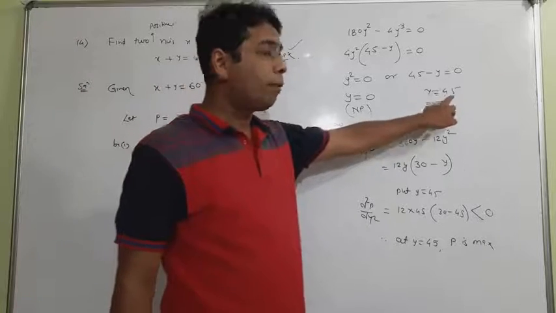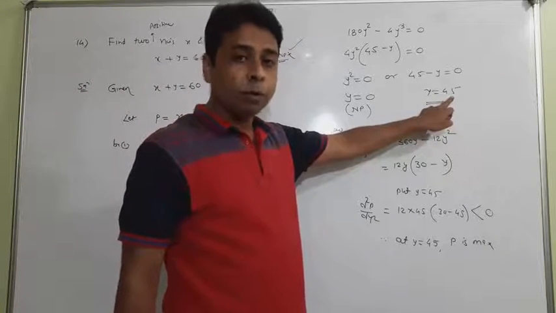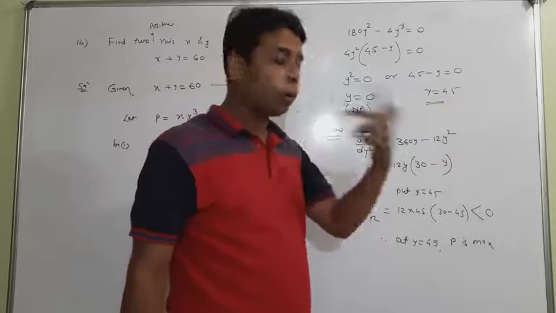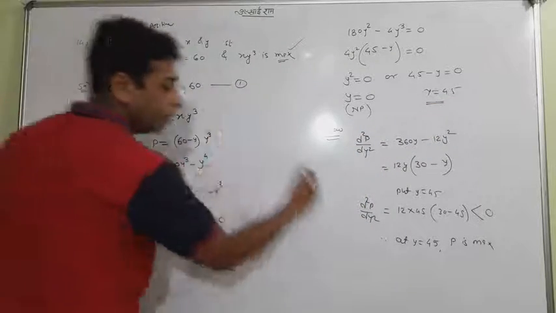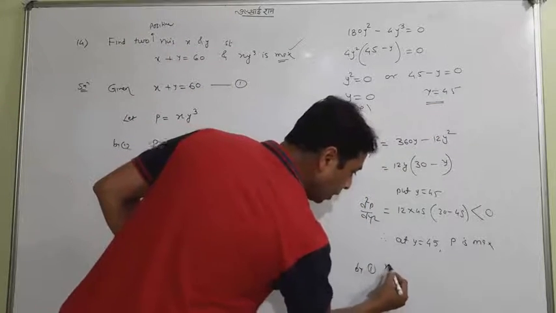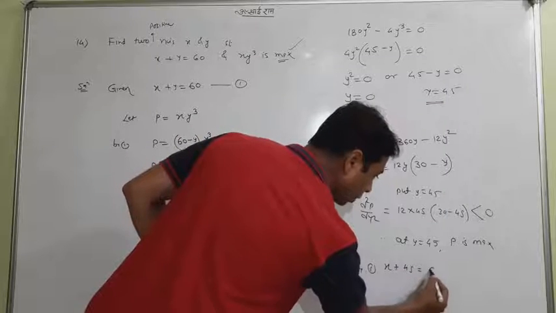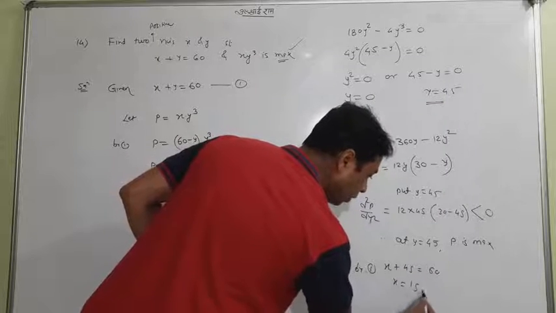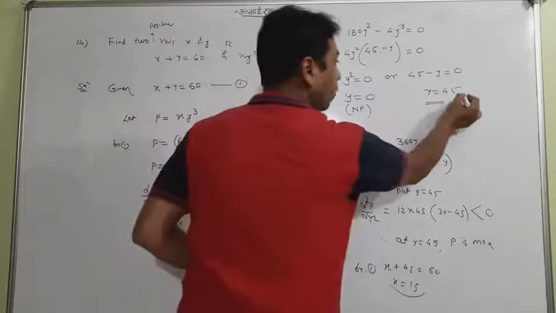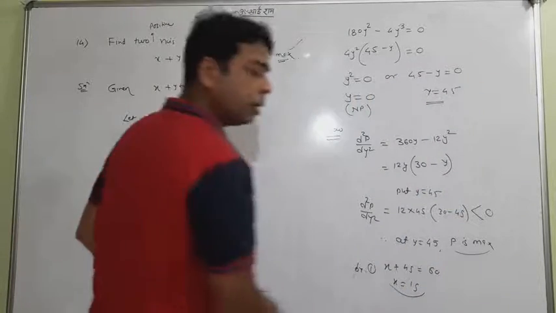Now you have already found what? y equal to 45. So the next is x. So by 1, x plus 45 equal to 60. So x equal to 15. You have got the numbers. You already have shown P is a maximum.